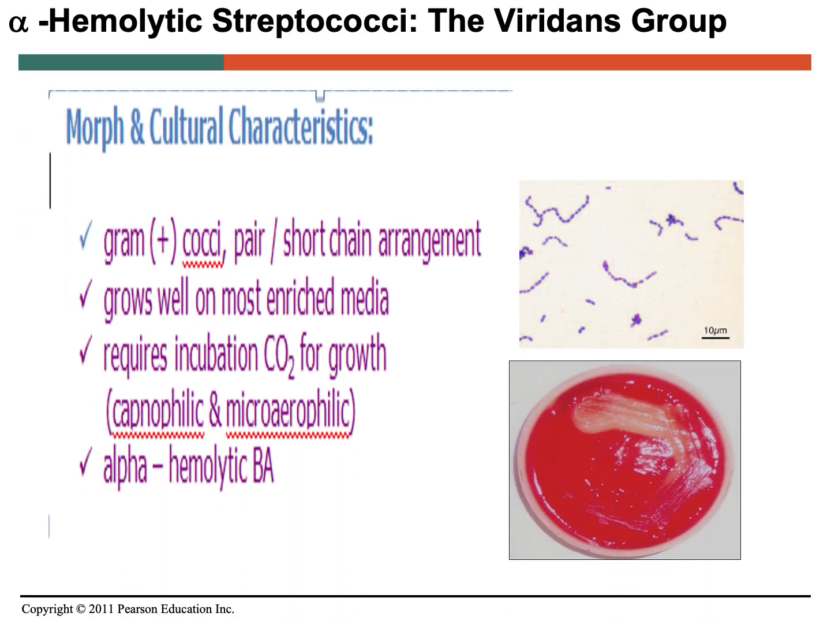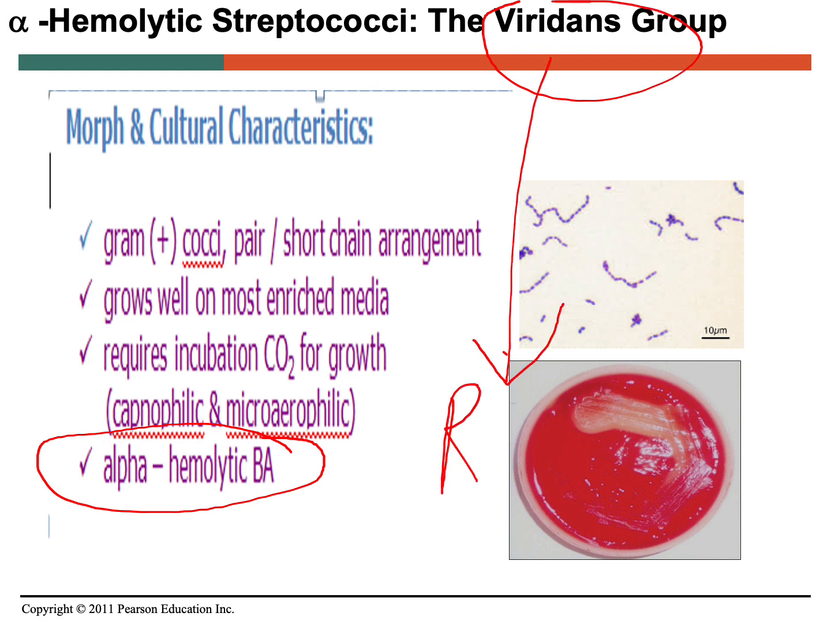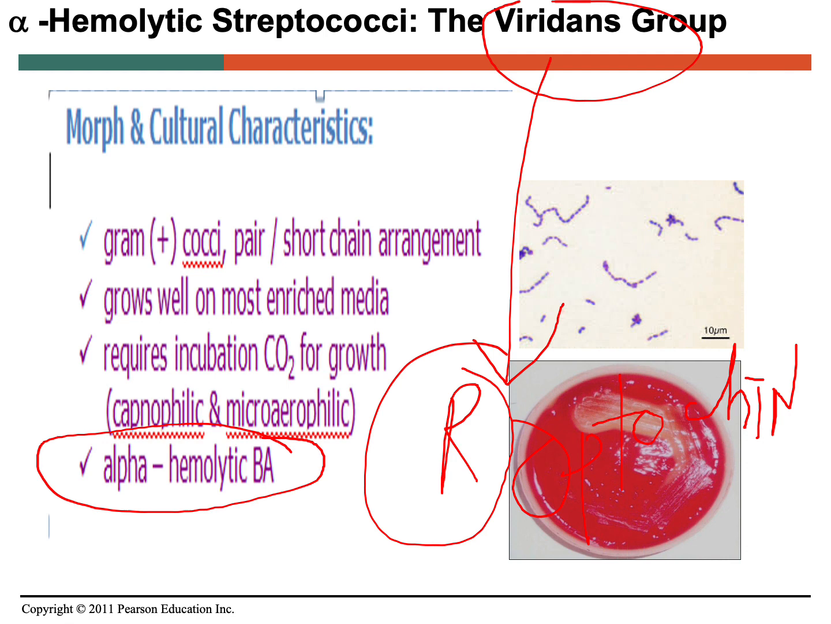For alpha hemolytic streptococci, particularly the viridans group, they are still gram-positive cocci in pairs or short chains. They grow well on enriched media and require CO2 incubation for growth, and they are alpha hemolytic. Since they are alpha hemolytic, they are the same as your Streptococcus pneumoniae. Remember, the viridans group always yields resistant results to the optochin test. If sensitive, go for Streptococcus pneumoniae. But if it's resistant, you can rule in the viridans group.